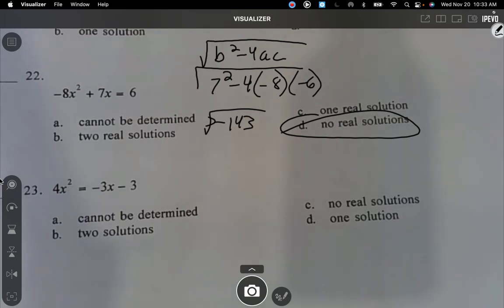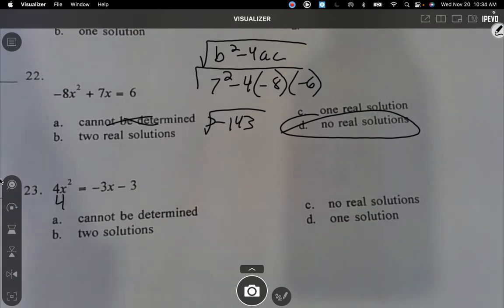What if it says cannot be determined? I have no idea why it says that. It is no real solutions. If it shows up as error, the square root of a negative is not a real number, it's imaginary. We haven't learned that yet. It is a solution, it's just not a real one. So don't ever pick can't be determined. If it's negative and it shows up error, it's no real solution. It is a solution, it's just not a real number.